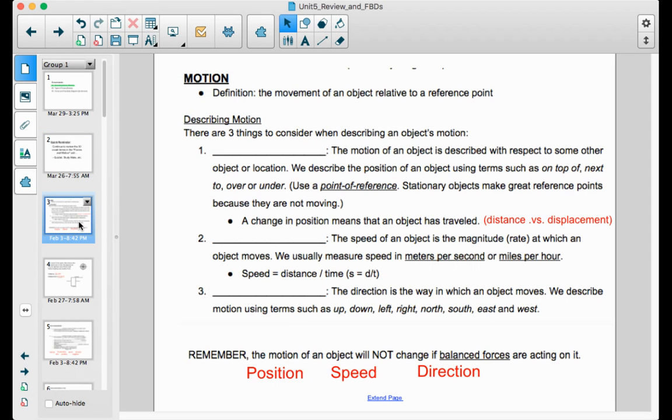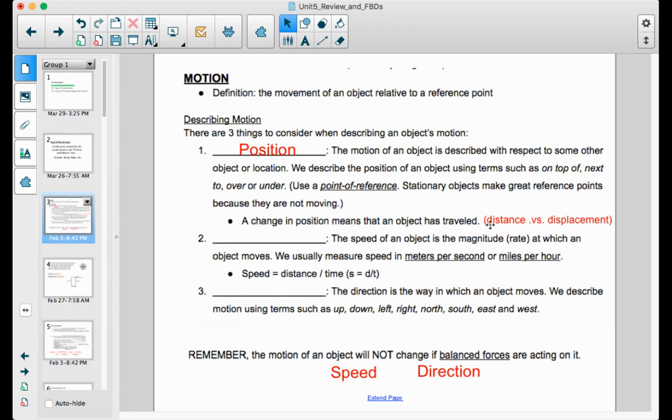Basically, I'm just going to go quickly through this and highlight some key points. When we describe motion, there are three things to consider. Certainly the object's position, and we always talk about it in reference to something else. So we want to make sure we have a point of reference, and stationary objects make really good reference points.